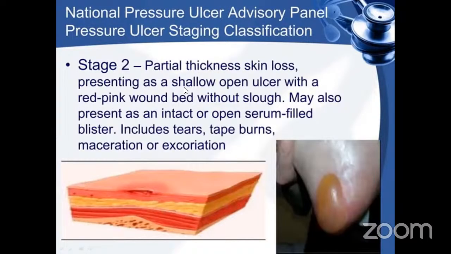In stage 2, we can see in the picture there will be some damage in the superficial skin layer. So partial thickness skin loss presenting as a shallow open ulcer with a red-pink wound bed without any slough. It may also present as an intact or open serum-filled blister. It includes tears, tape burns, maceration, or excoriation.